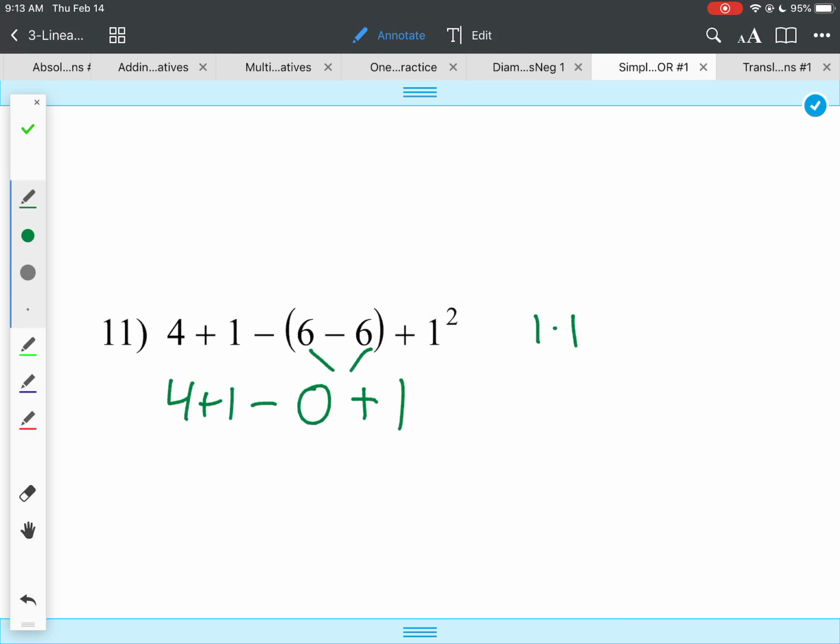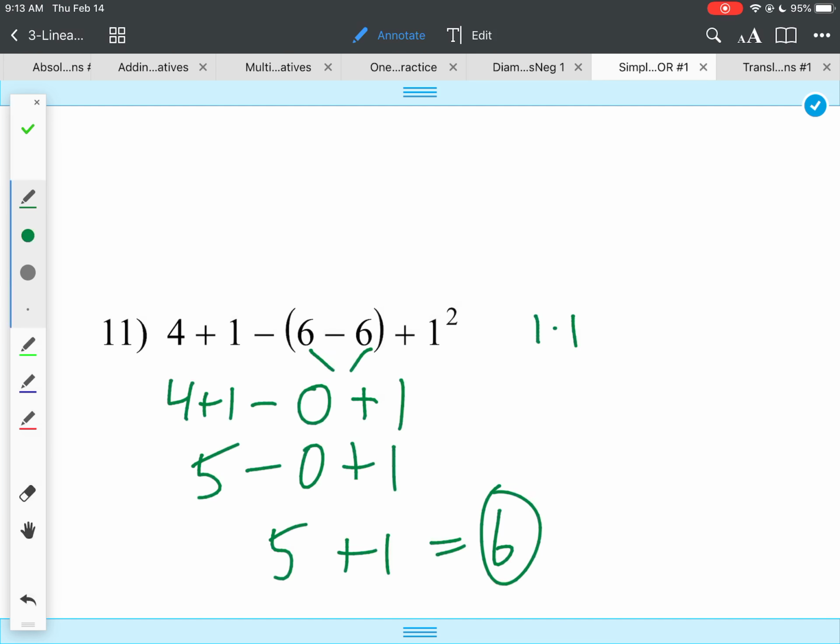So I just go left to right. 4 plus 1 is 5, minus 0 is 5, plus 1 is 6. Okay? So just remember that exponents are just that number times itself if it's squared. That's as far as we'll get with exponents this semester. So anything squared is times itself.